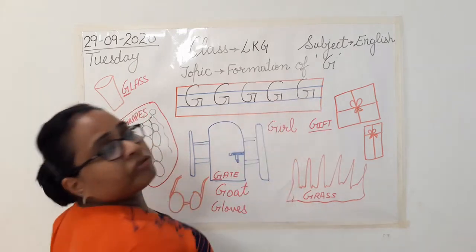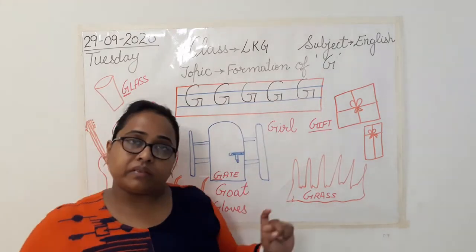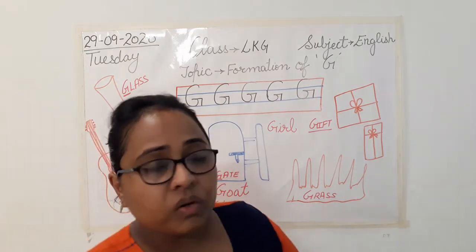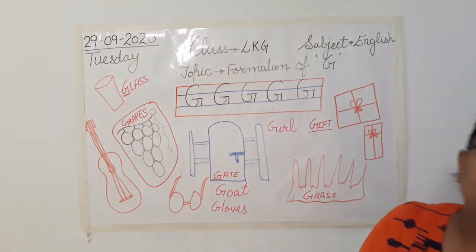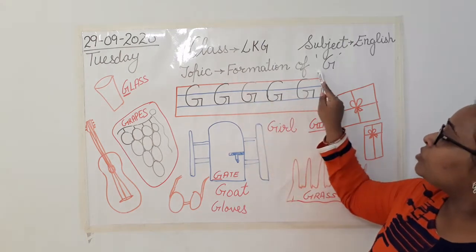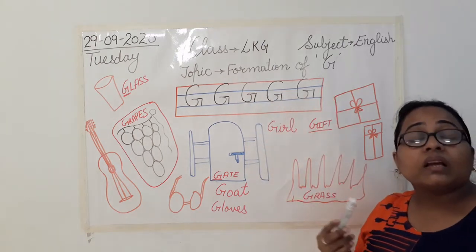And then you are going to finish the formation like this. Is that clear to all of you? Okay, now let us revise it once again. All the pictures that we have learned related with alphabet G. Formation of G. The sound is G.